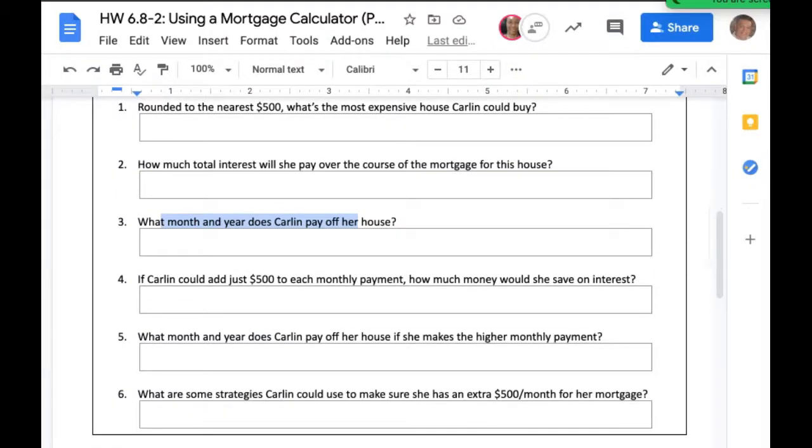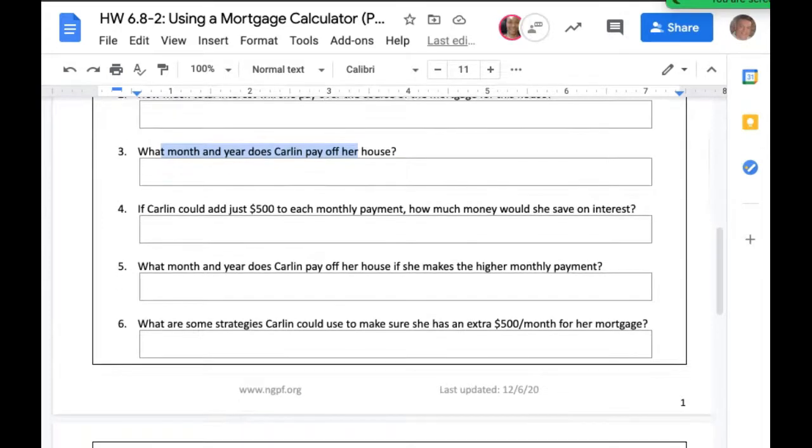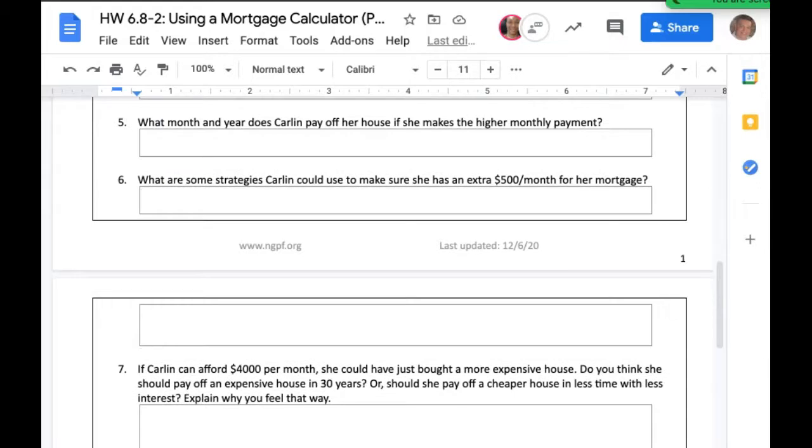Finally, what year does that get paid off? So that's a good thing. You're going to save $78,000. Think about that. So if you can do it, you should do it.